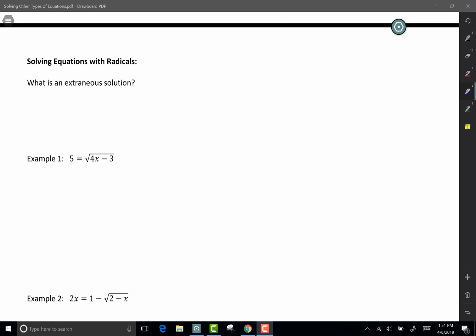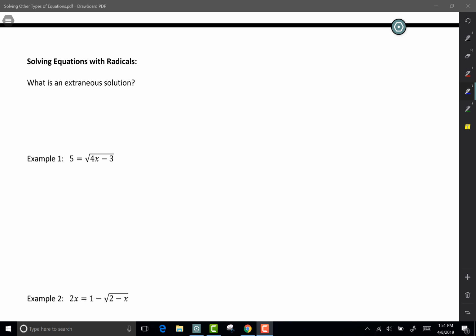In this section, we're going to talk about solving equations that have radicals in them. And sometimes when you solve an equation that has a radical in it, and sometimes this happens with rational equations as well, you get something that's called an extraneous solution. An extraneous solution is an answer that you get as a consequence of trying to solve that equation.